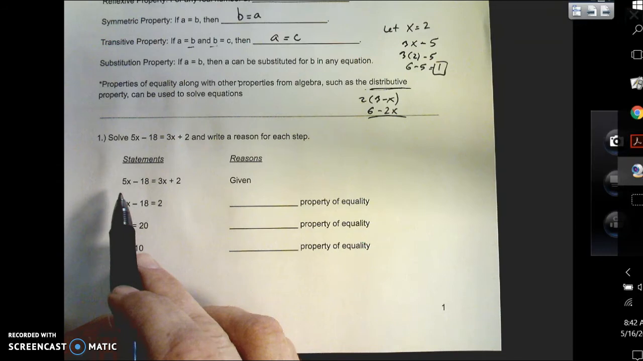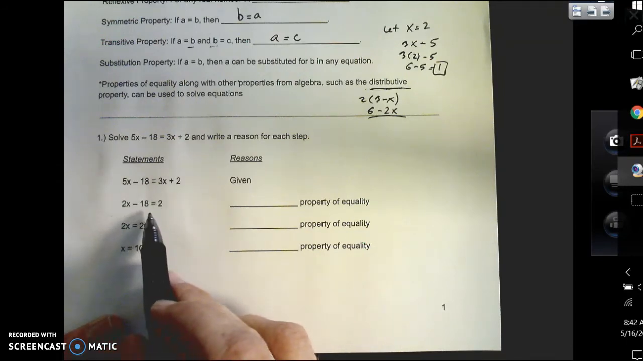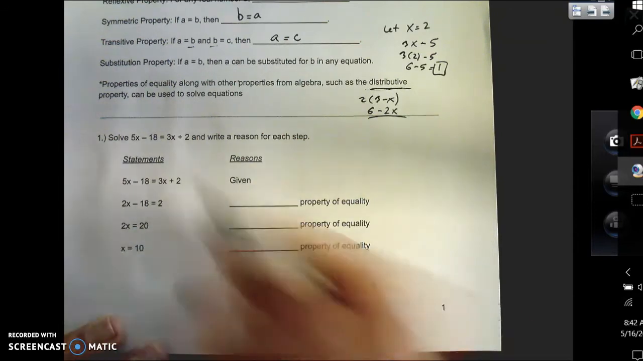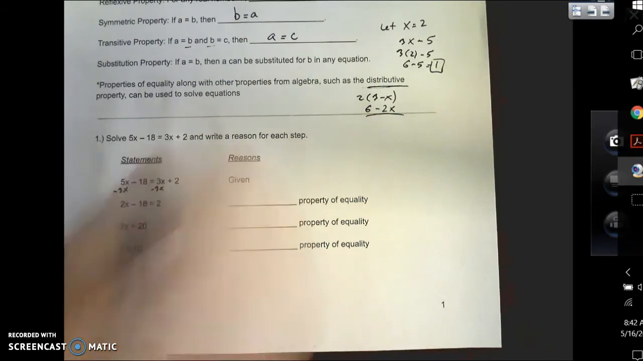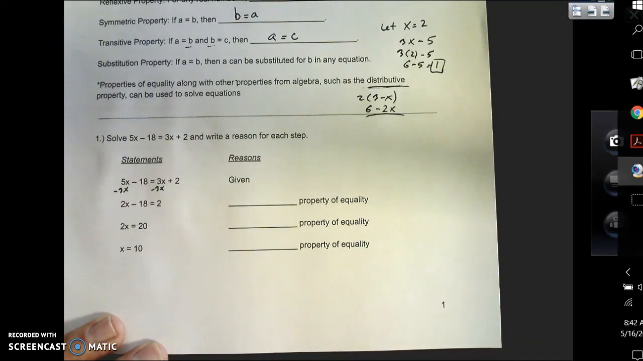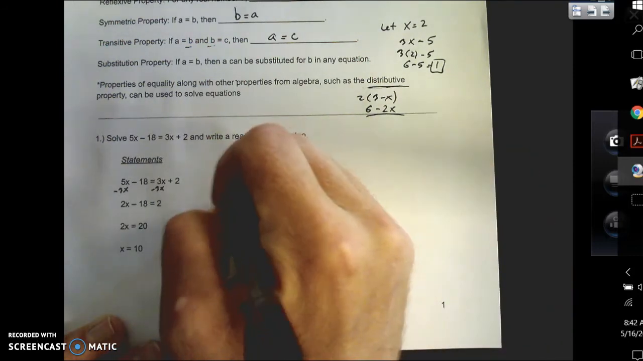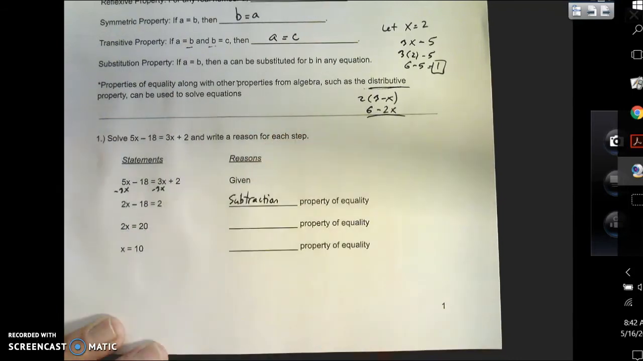Now, how do I go from 5x minus 18 equals 3x plus 2 to 2x minus 18 equals 2? Well, look at the above line. This individual subtracted 3x from both sides. So if I'm subtracting from both sides, that's the subtraction property of equality. Okay, good.